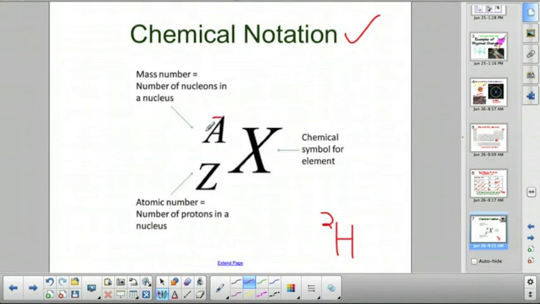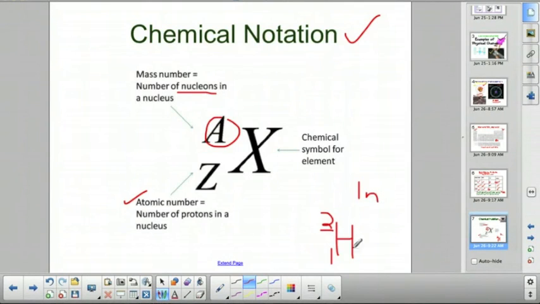All right, so this A represents the mass number. Now, what the heck are nucleons? Nucleons are just particles that are in the nucleus of the atom, and so that would be protons and neutrons. Okay, so we know that the mass number equals the protons plus the neutrons. Now, the atomic number, which is always found on the periodic table, for hydrogen is 1. All right, so let's say we know hydrogen has 1 proton. Well, if it has a mass of 2, and it only has 1 proton, how many neutrons does it have to have? Yeah, it has to have 1 neutron.